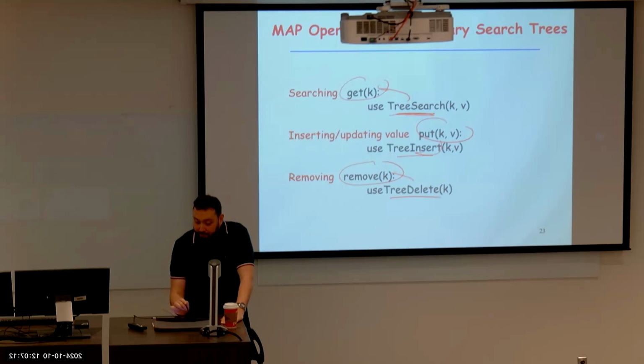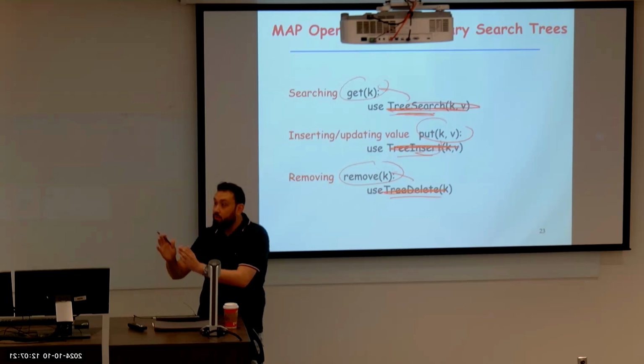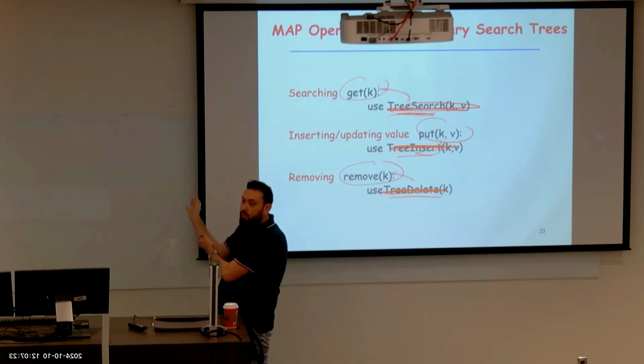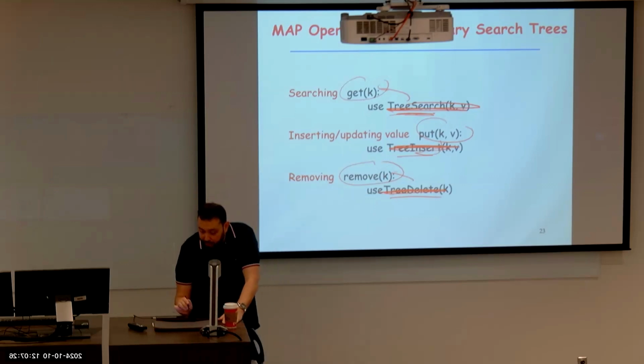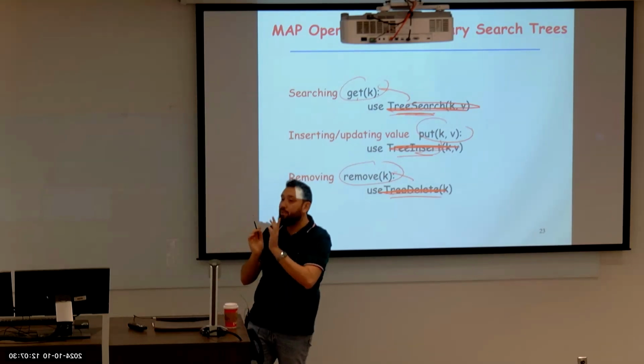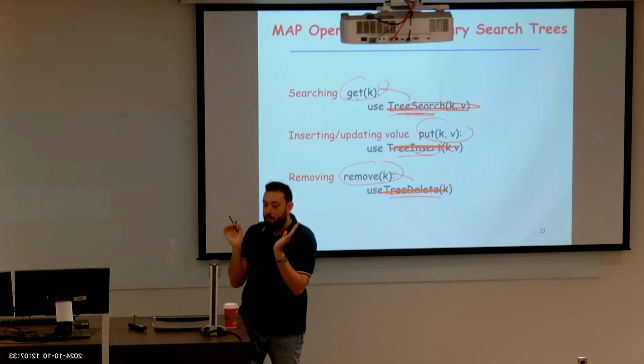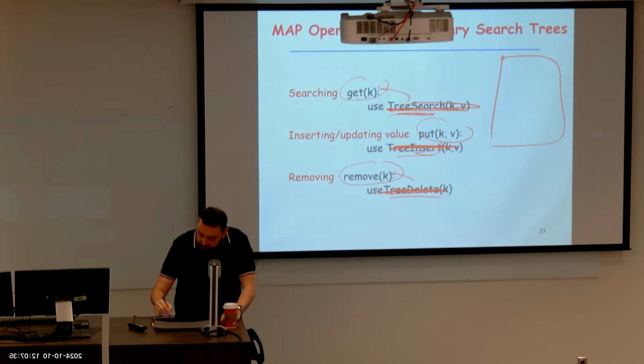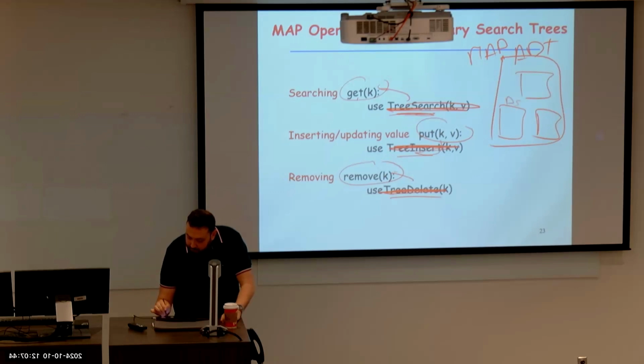But if I'm building my ADT using an ordered sequence, for example, I'll replace these with the ordered sequence operations. But the interface will always stay get, put, remove. The interface of the MAP ADT will always be the same. Because here, this is my ADT, which is a map. We said inside it, I'll have what? For example, data structures, right?